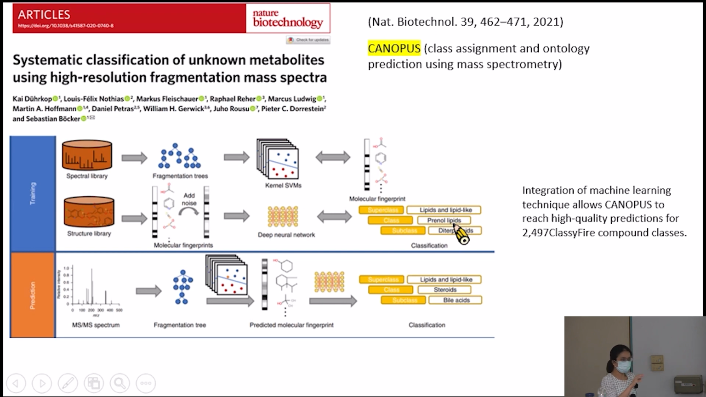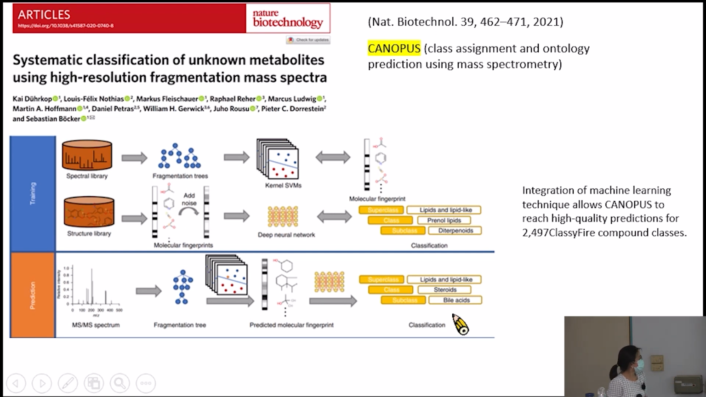So after forcing the system to learn these two models, we will get started on the prediction phase. In this prediction phase, you will have your own mass spectrum data of your samples. Then you can use this system to compute your fragmentation tree and get the fingerprint. Then you match this fingerprint with the learning data and get the potential compound classification. So this is basically the concept of this CANOPUS system.